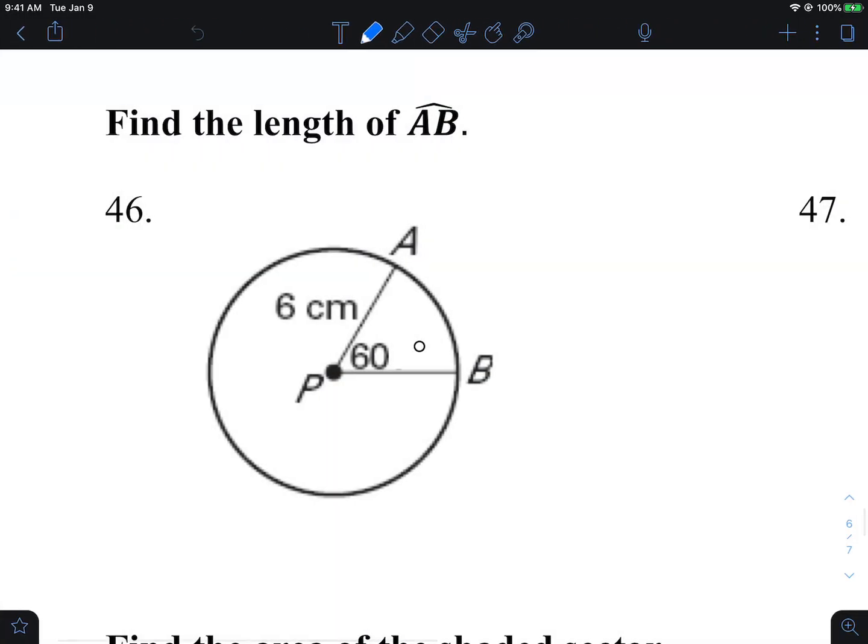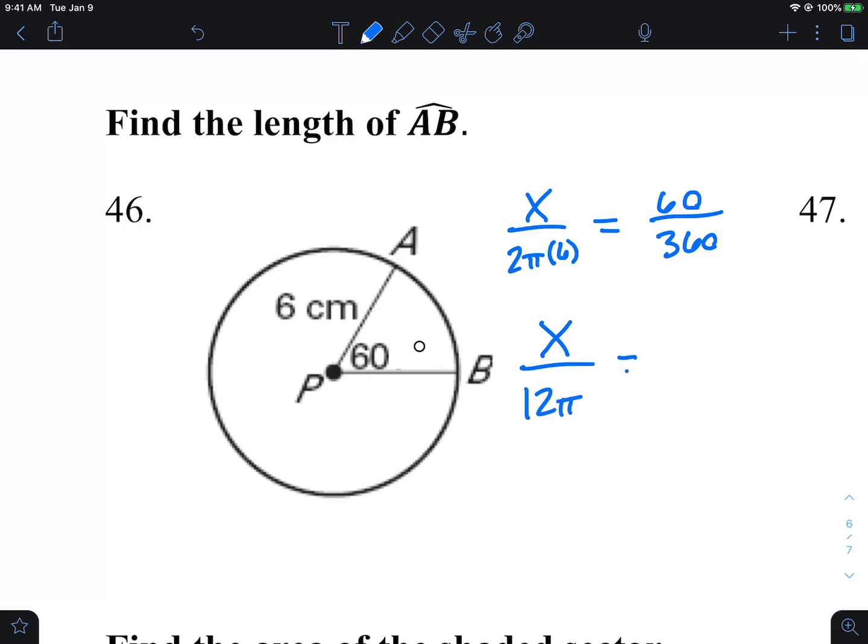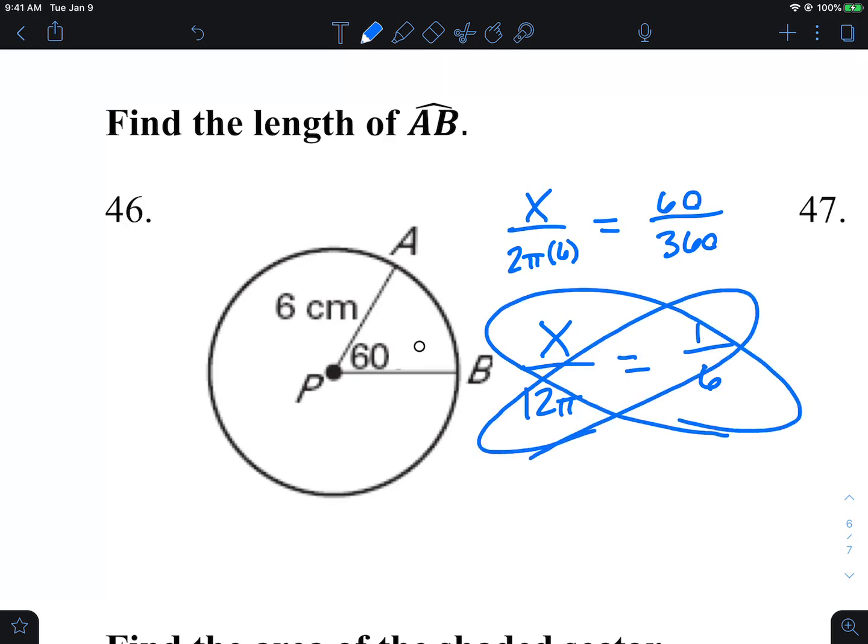So let's see what we got here. This will be x, and then over 2 pi r, or 2 pi times 6, and then equals 60 over 360. That'll be x over 12 pi. 360 over 360 you can reduce if you want. You don't necessarily need to. But then I would just go and cross multiply from here. This would be 6x equals 12 pi.